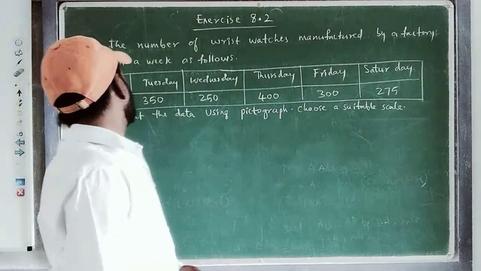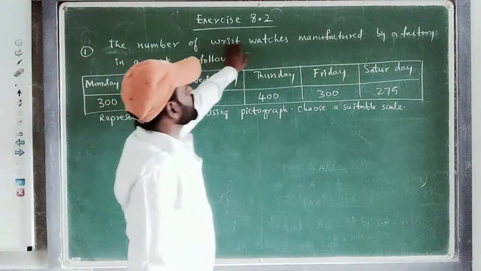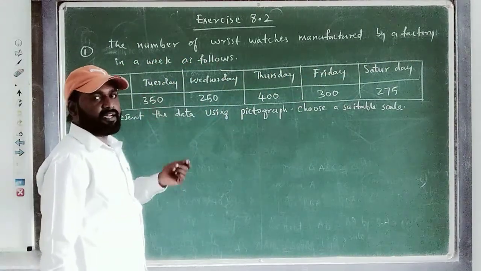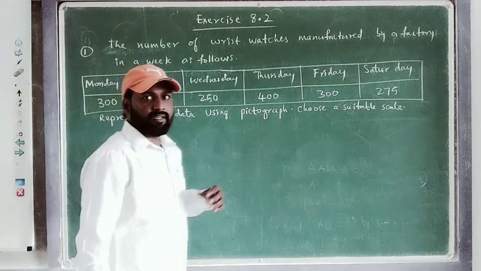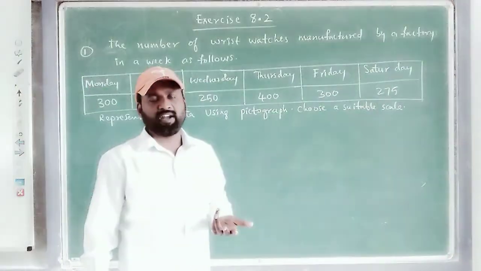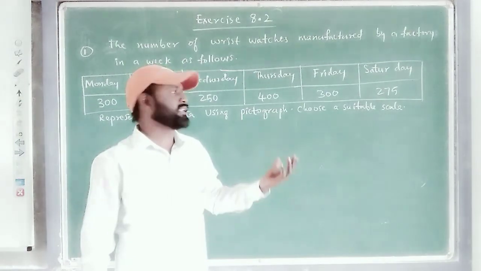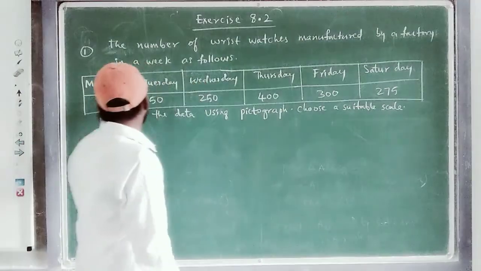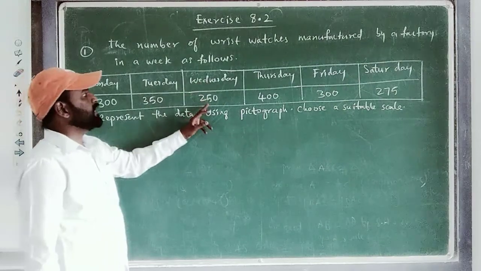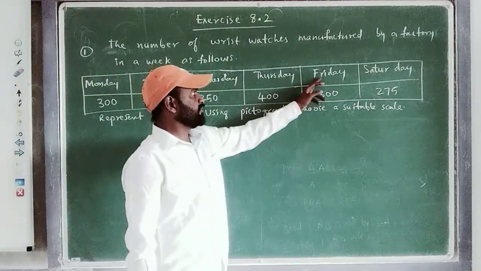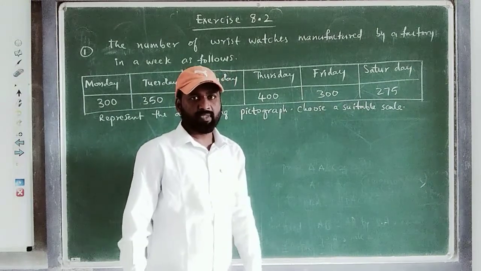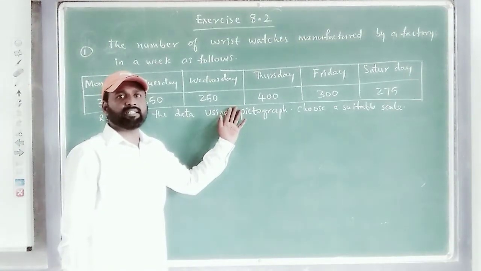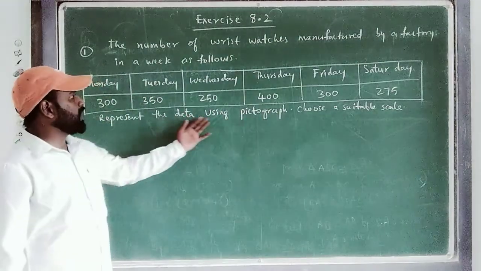In this class, first question: the number of wristwatches manufactured by a factory in a week is as follows. In a week, that means from Monday to Saturday, some number of watches are manufactured daily. So Monday how many, Tuesday how many, like that for all 6 days, it is given as a table. Monday 300, Tuesday 350, Wednesday 250, Thursday 400, Friday 300, Saturday 275. We have to represent this data as a pictograph.